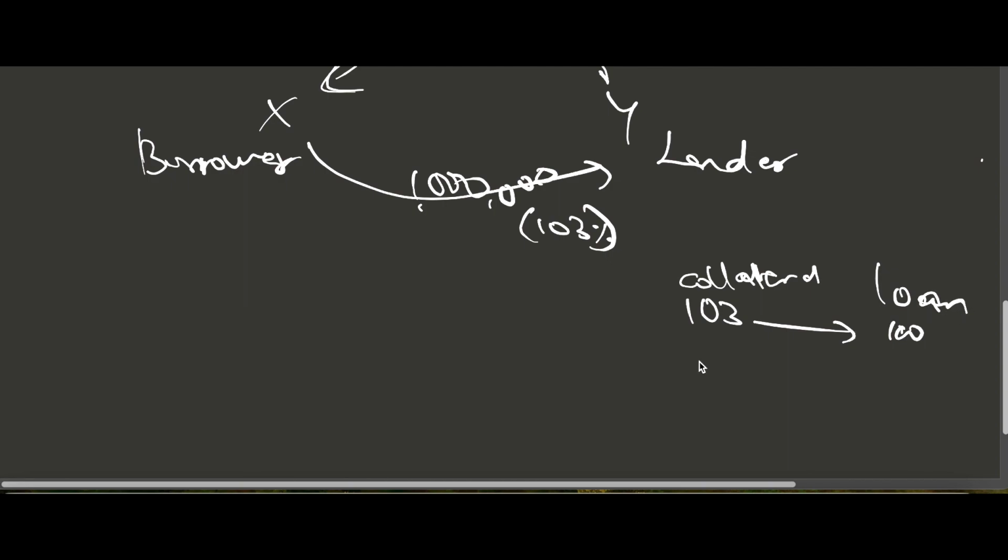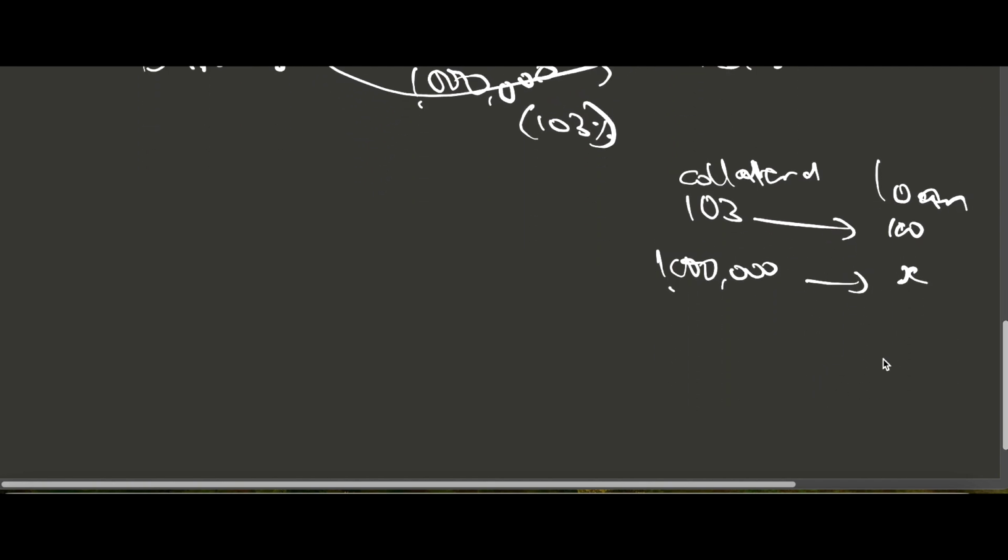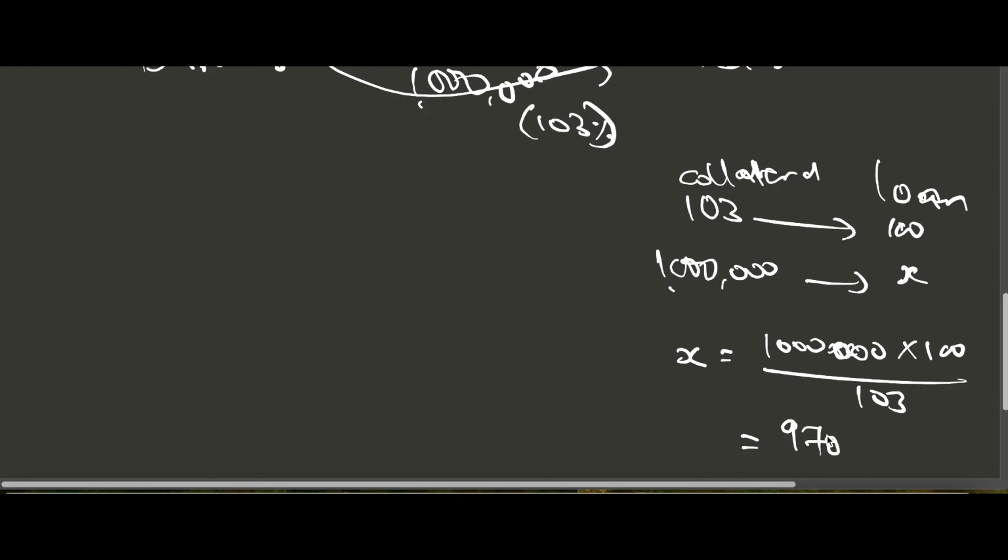Now he has collateralized 1 million. So how much money will he take as a loan? I'm just doing cross multiplication. So this comes to 970,874.